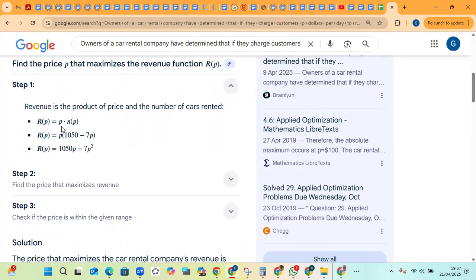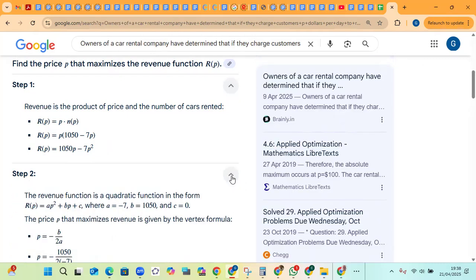To multiply P, the price, by the number of cars rented, which is an expression. So P times 1050 minus 7P, that's 1050P minus 7P squared. So you have the revenue function. So now you have to find the price that maximizes revenue. So how do you do that?